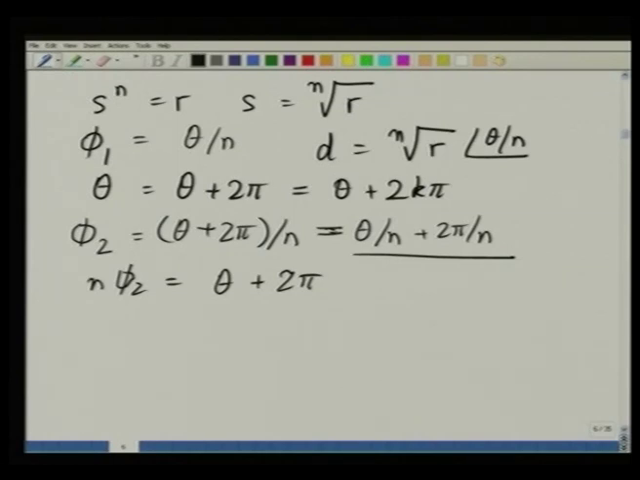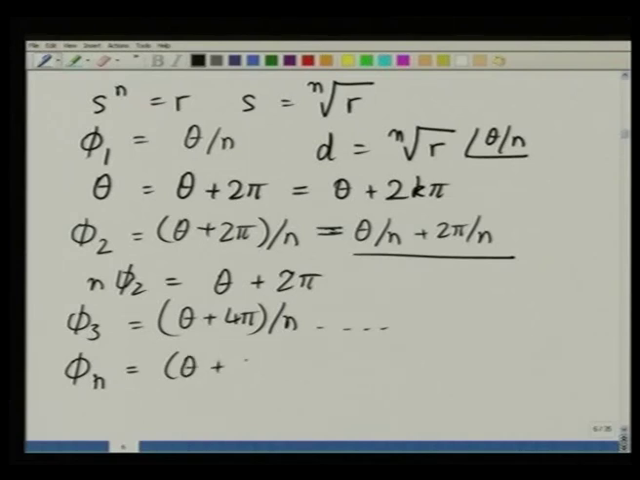Now, we can clearly see how we can get more values for phi. Phi 3 could be taken as theta plus 4 pi by n, and so on until we come to phi n equals theta plus n minus 1 times 2 pi by n.